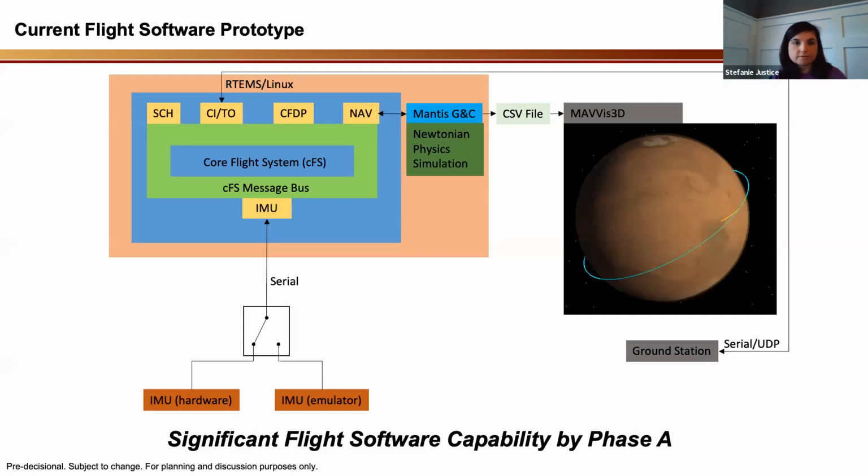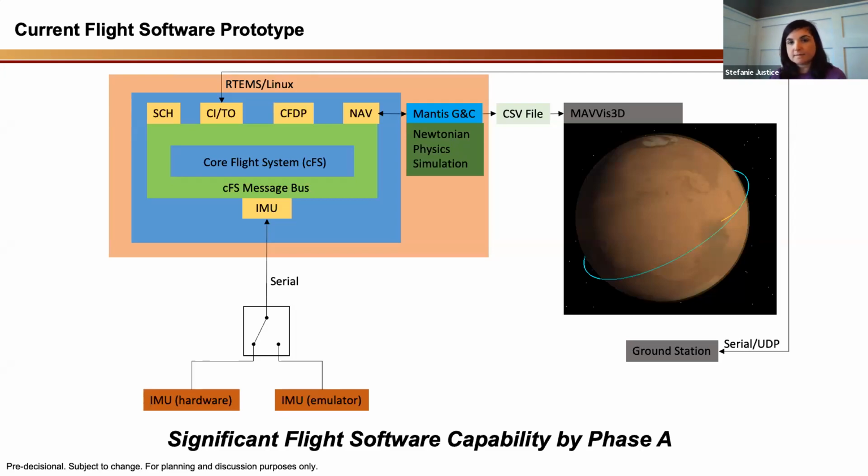And again, this is our current flight software prototype that'll show you just the software side of what you're seeing in the previous slide. We've got RTEMS running. We have the scheduler, CITO, the ability to do CFDP, and then we've got a nav app all running with an IMU app. We can run that with the IMU hardware or an emulator.